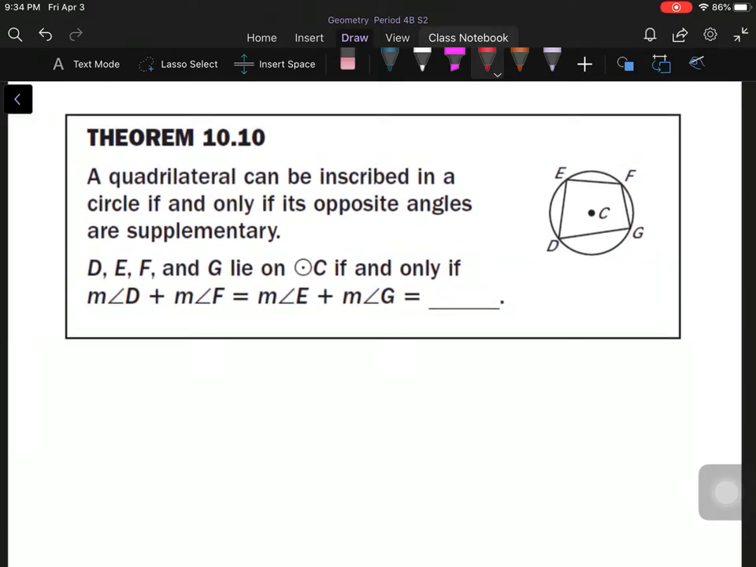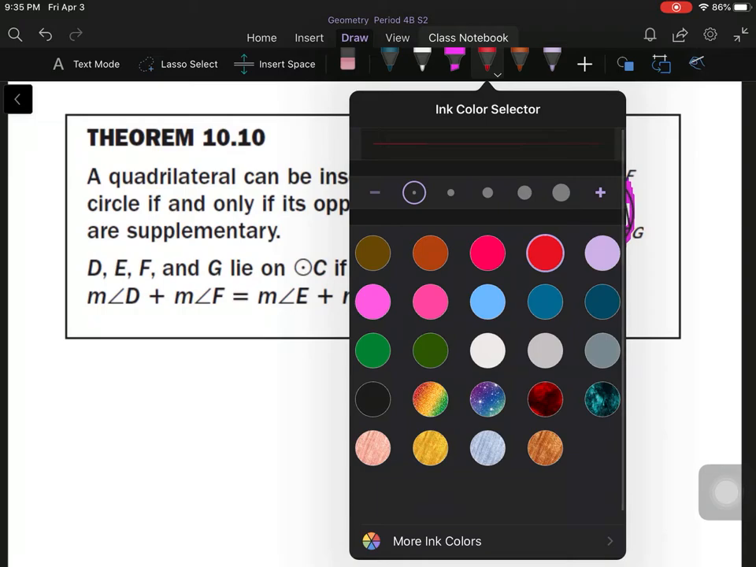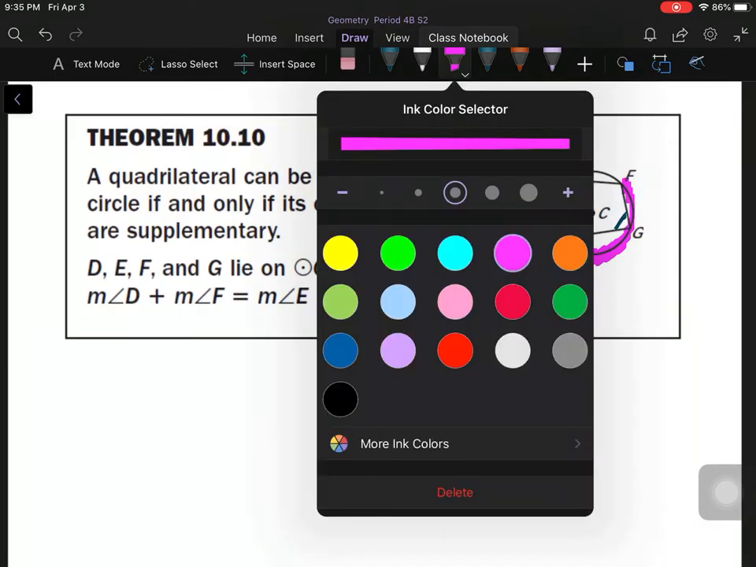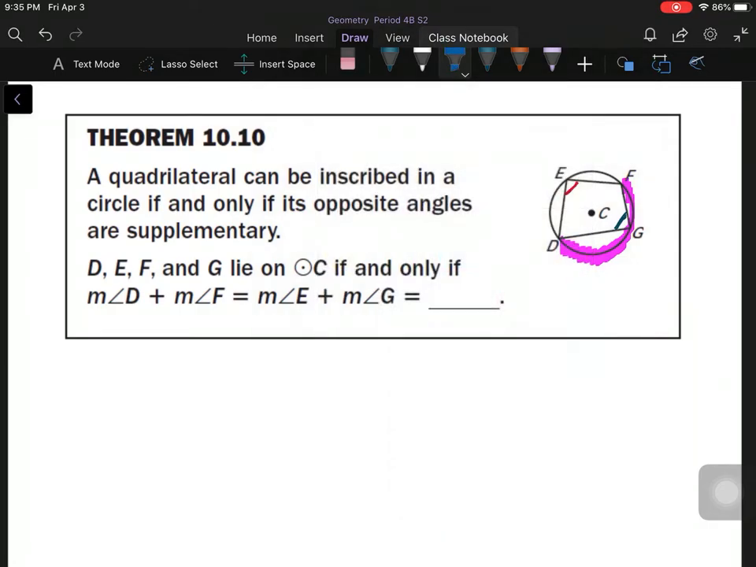10.10, a quadrilateral can be inscribed in a circle if and only if its opposite angles are supplementary. And again, the reason behind this one is if I look at this angle here, that intercepts this arc. And then I'll change colors here. If I look at this angle here, that intercepts this arc here.